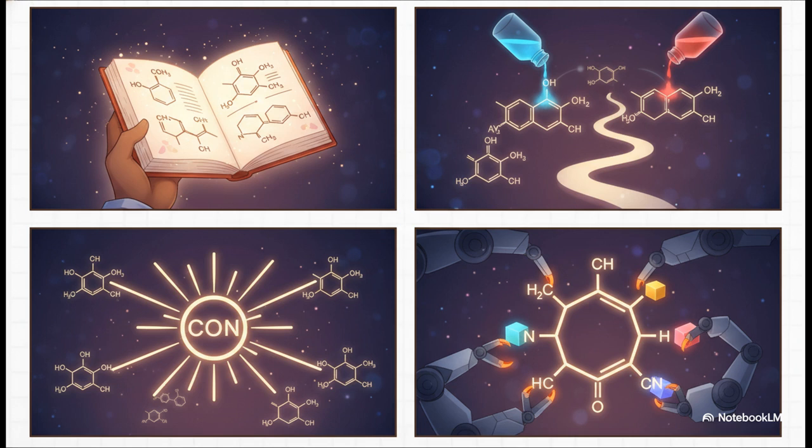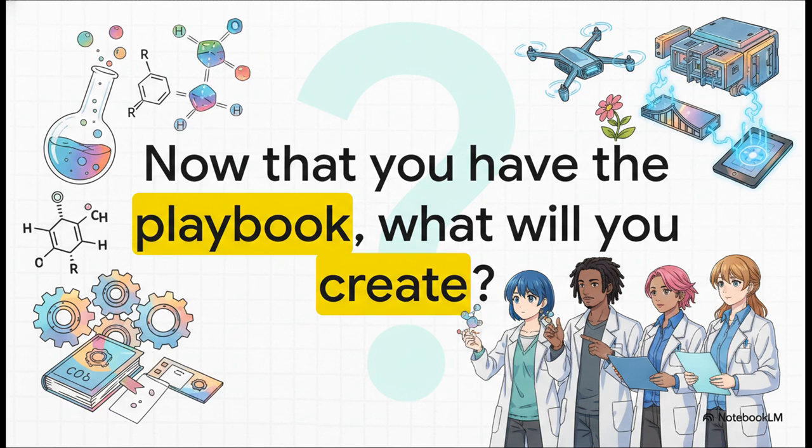We saw how versatile starting materials like nitriles can be. And finally, we explored some really powerful tools for building directly onto aromatic rings. You see, these reactions aren't just abstract concepts on a page. They're the actual tools that chemists use every single day to build the world around us. So the real question is, with this playbook in your hands, what would you want to create?